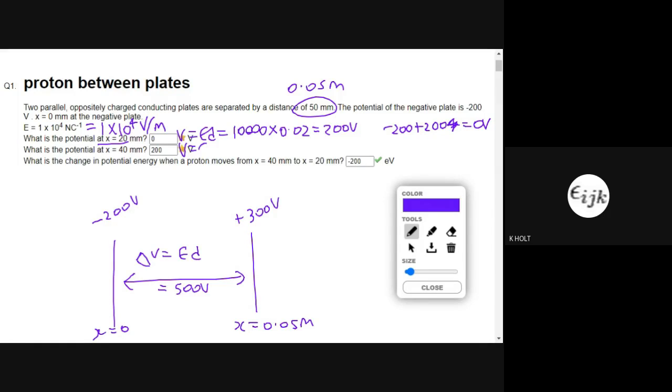Same for the next one. I do 10,000, this time times 0.04, which is 400 volts. We start off at minus 200 and add 400, we get 200 volts.